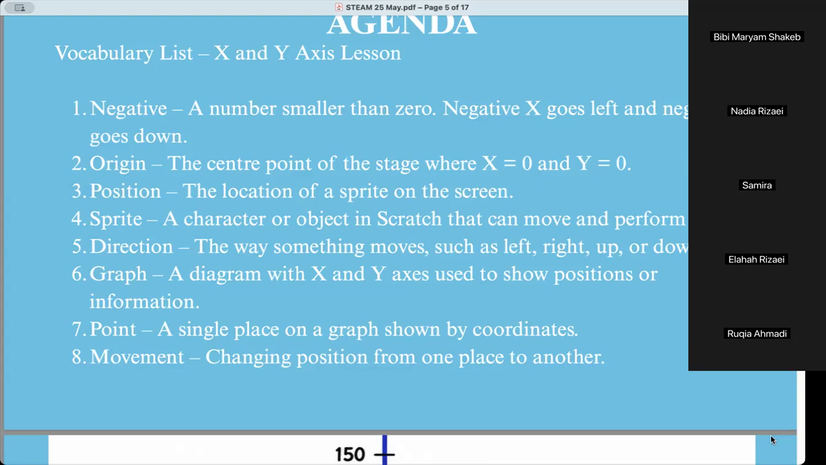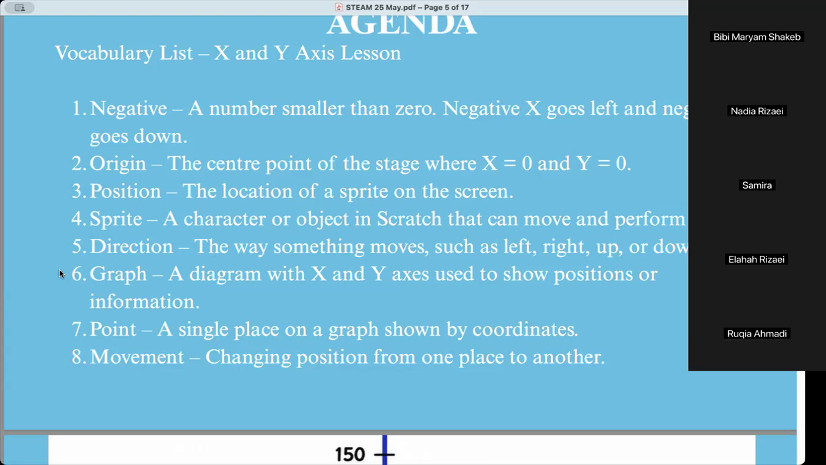Hello, teacher. I'm fine. How are you? I'm good, thank you. Okay, we are reading, Rukia. Do you mind reading direction and graph, please? Those two definitions, that's what we have on the screen. Direction. What is the meaning of direction? Will you be able to read it, Rukia? Here, number 5 is direction. Can you read it? Okay, teacher. The way something moves, such as left, right, up, or down.